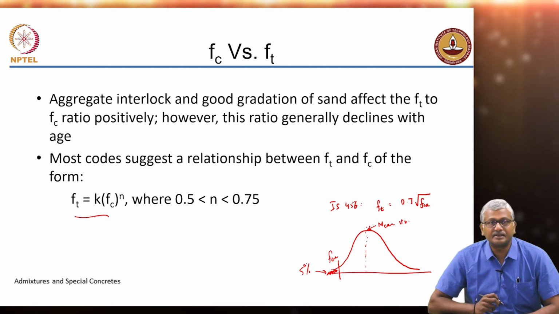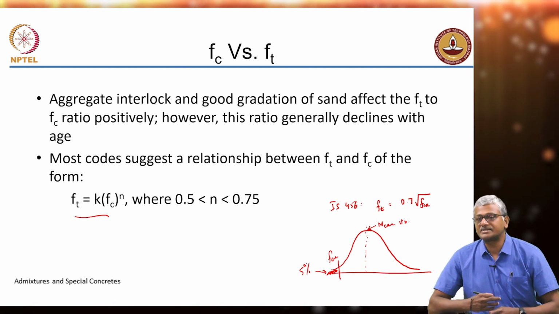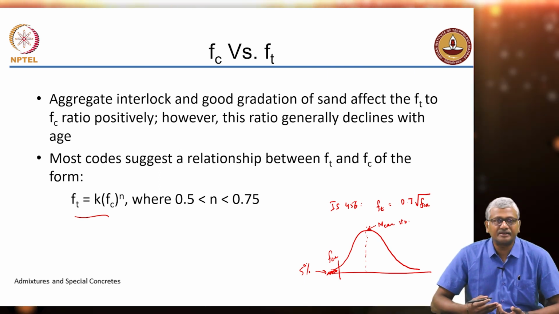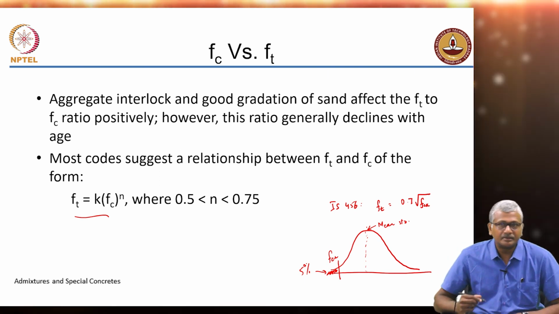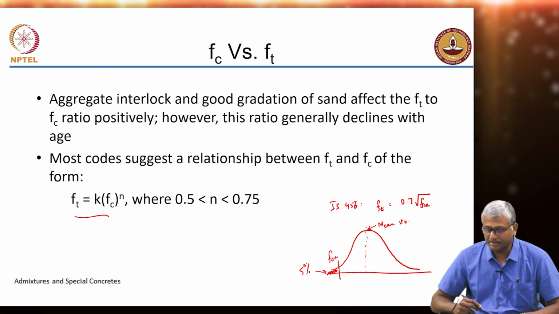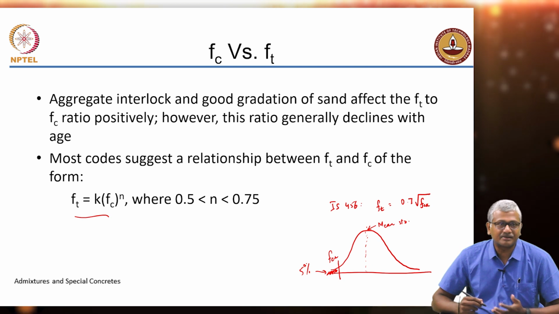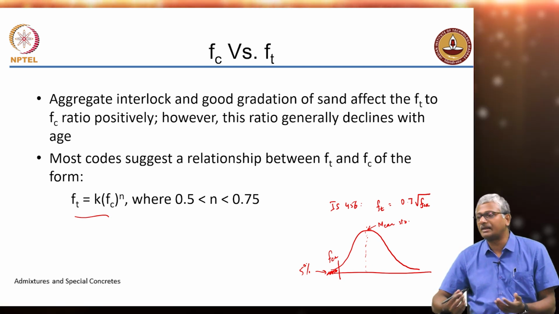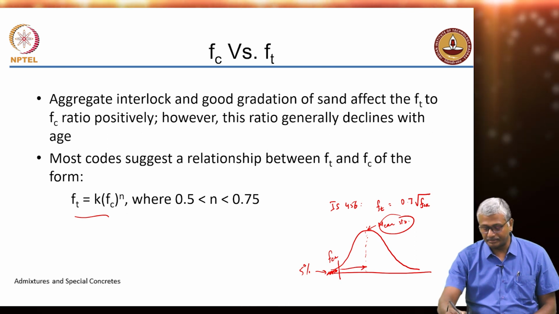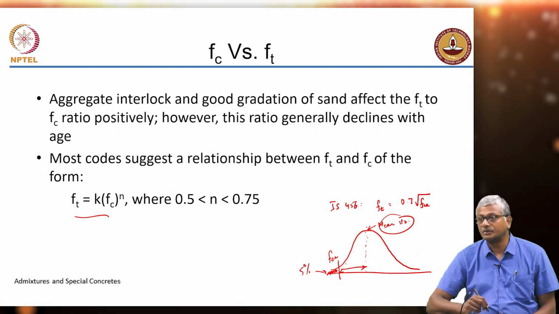What does this mean technically? It means that if you test 100 specimens, right, only 5 or less should be lower than the characteristic strength, 95 should be above. Okay, that's the definition of characteristic strength. So when you design concrete in the laboratory, you design for the mean strength. So you have to add this value for doing the design.